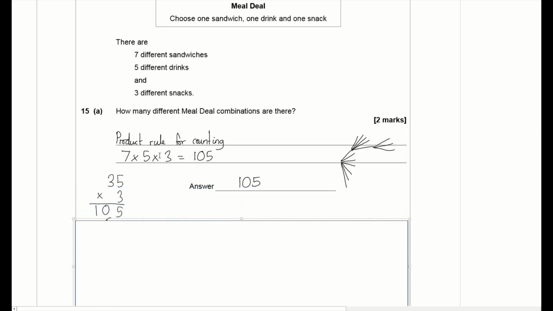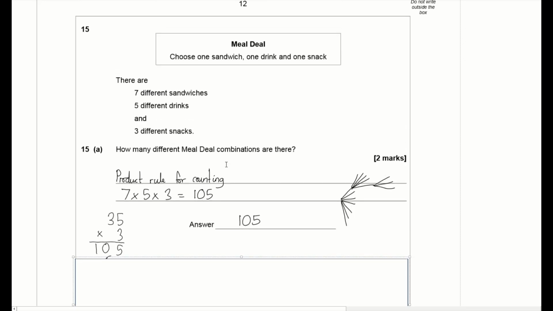So product rule for counting here, 7 times 5 times 3 is equal to 105. Now if you're trying to visualize what this is actually doing, if you were going to draw a giant probability tree out to show all of the different pathways that you could go down, in the first selection you would have 7 branches to select each sandwich. But on the end of each of those 7 branches, there would be another 5 different branches for the drink selection. And on the end of each one of those, you'd have 3 branches for the snack selection.